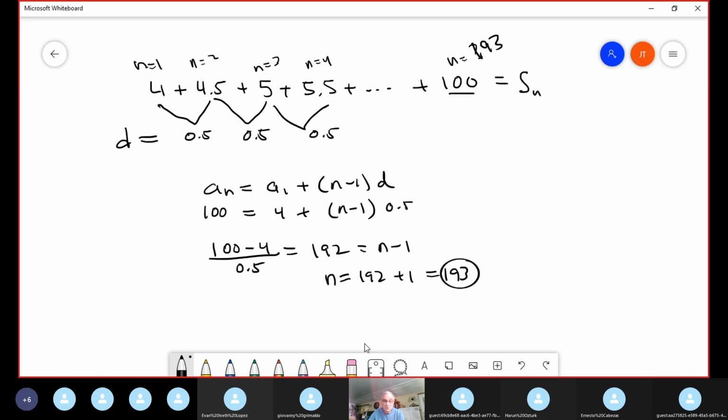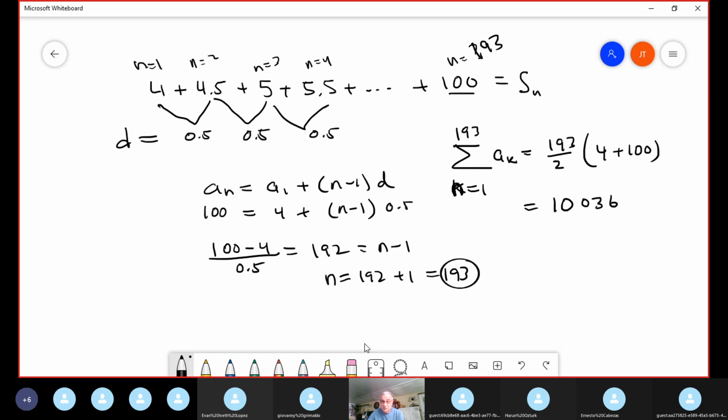Now the summation from k equal 1, or n equal 1, whatever, to 193 of this sequence is 193 divided by 2 times the sum of the first and the last. So the answer is 10,036.